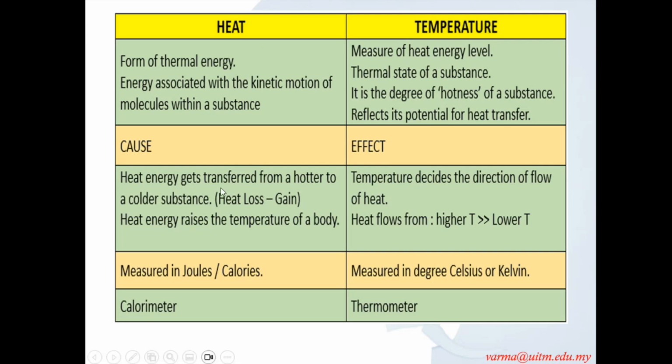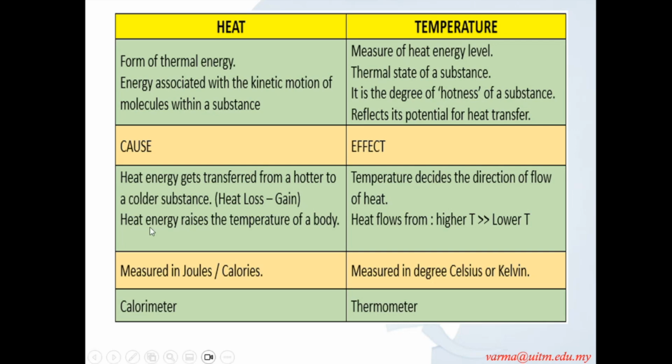Heat energy can transfer from a hotter to a colder substance. Okay, heat loss: when one substance loses the heat, another substance will gain. As we all know, energy cannot be destroyed. It can only be transferred or transformed. So here the heat loss to heat gain is from one area. When the heat is lost, it is gained by another area.